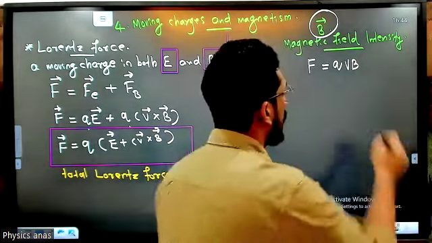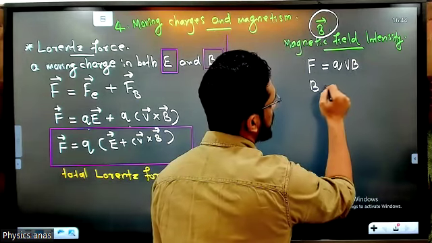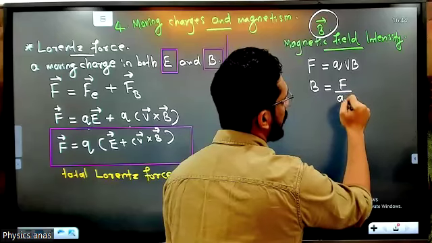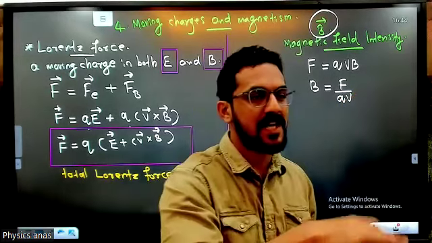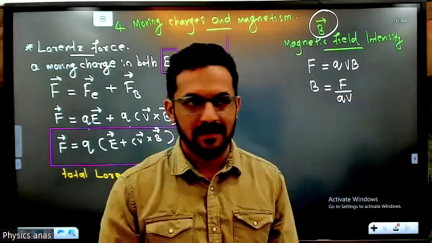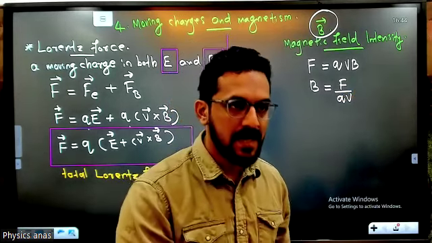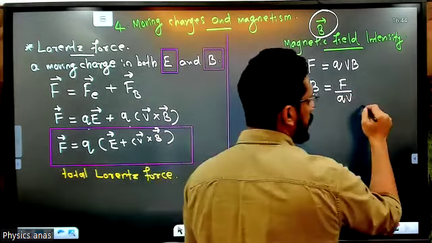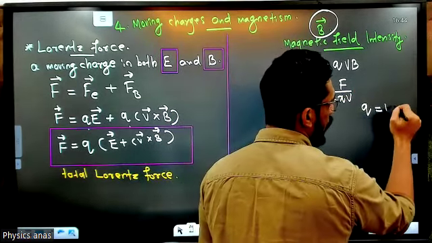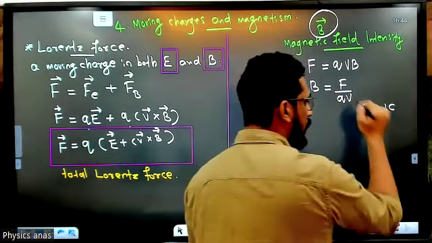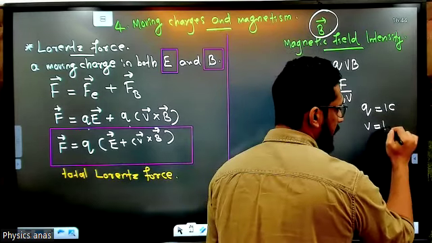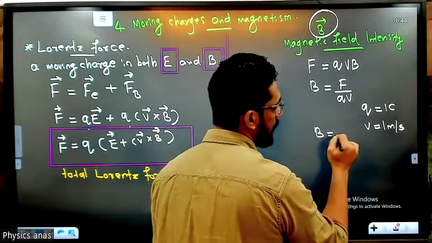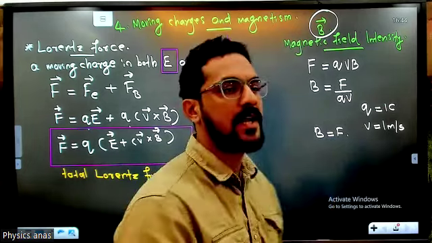From this equation, I can write the equation for B. What is B? Yeah, F by QV. From this equation, I can define what is B. If I give the values for Q as 1 coulomb and V, that's velocity, as 1 meter per second, then what will be B? B will be F. Now you can define what is B.